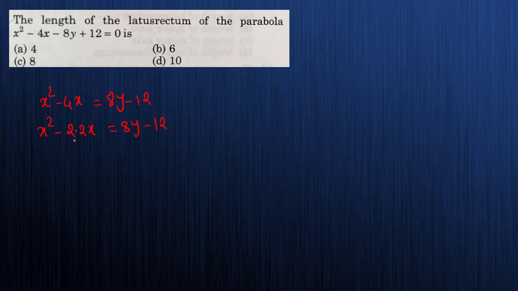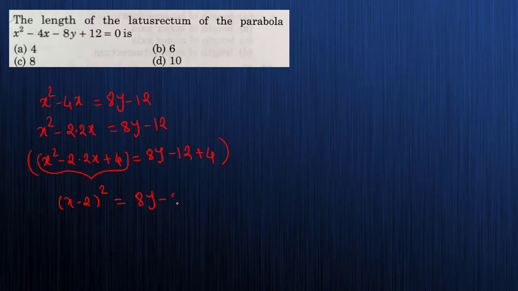So what arrangement should I do here? We have 2 here, so just add 4. Minus 2 into 2x plus 4 is equal to 8y minus 12 plus 4. If I did it here, do plus 4 here too. This is the arrangement we are doing to get the equation in standard form. So this whole part becomes x minus 2 whole square. So x square minus 4x plus 4 is equal to 8y minus 8.